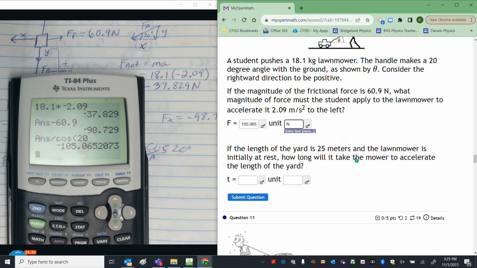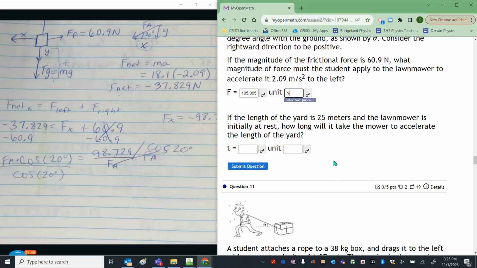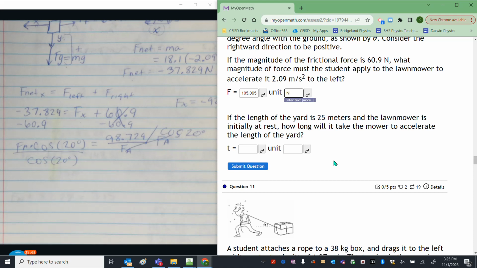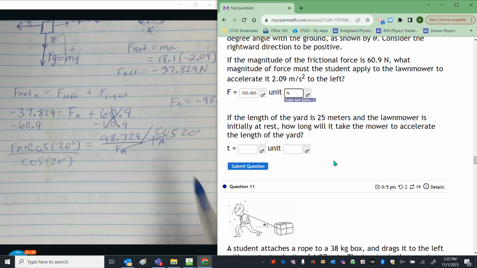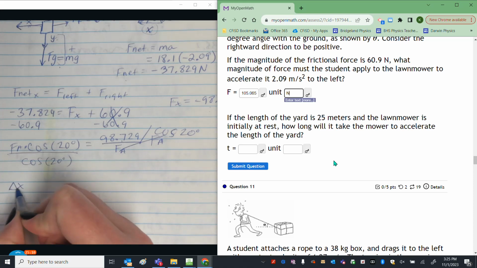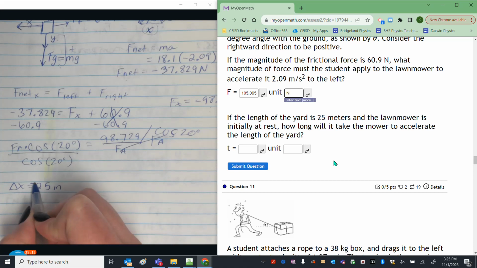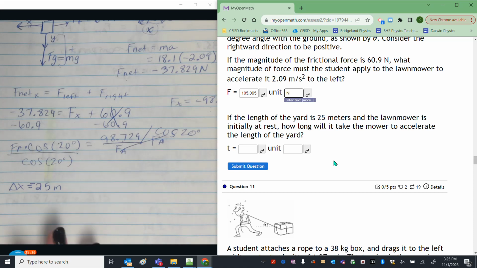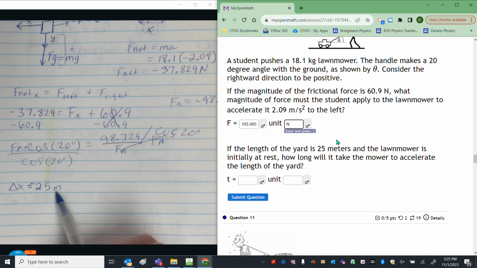Okay, the second question says, if the length of the yard is 25 meters and the lawnmower is initially at rest, how long will it take the mower to accelerate the length of the yard? This type of question is pretty similar to what you're going to see in your free response. So I know that I have a length of the yard, delta x, is 25. Now I also know that my lawnmower is being pushed to the left, so it's actually negative 25 if you think about it, because he is pushing the lawnmower in the negative direction. So that'll be my displacement, negative 25.